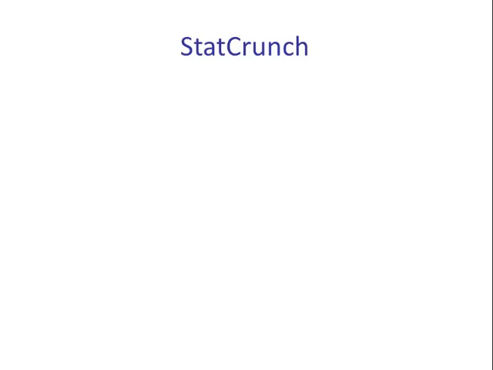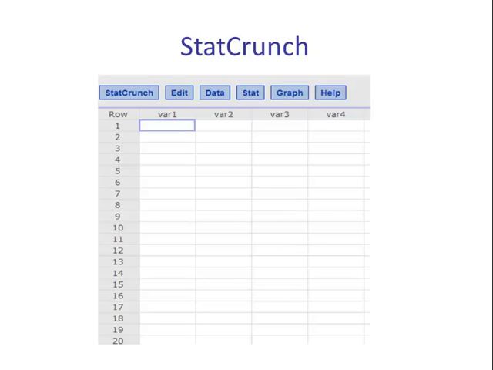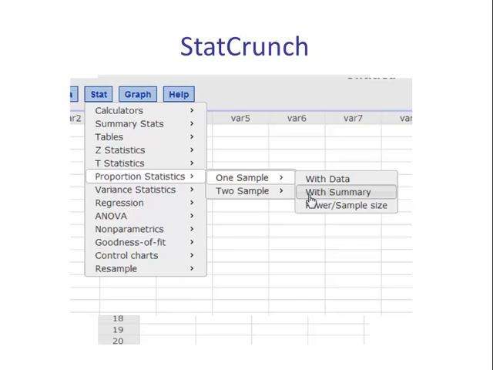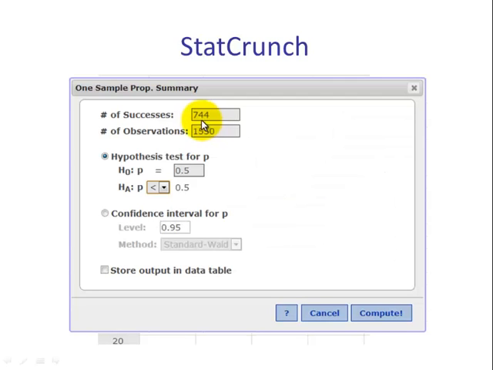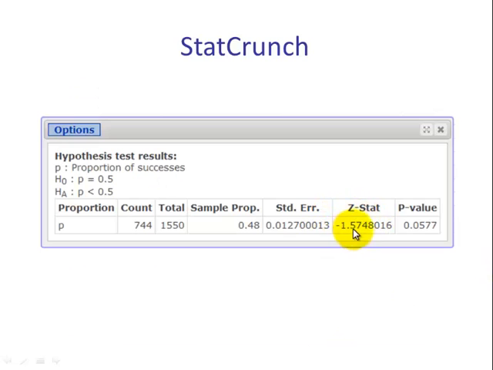We'll begin by using StatCrunch. We go to Stat, Proportion Statistics, One Sample, With Summary. Number of successes is x, 744. n is 1,550. For the null, we type in 0.5. For the alternative, we're doing a left-tailed test, less than 0.5. We hit Compute, and our test statistic is negative 1.57, and the p-value is 0.0577.